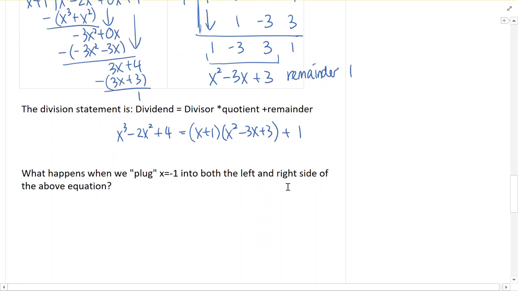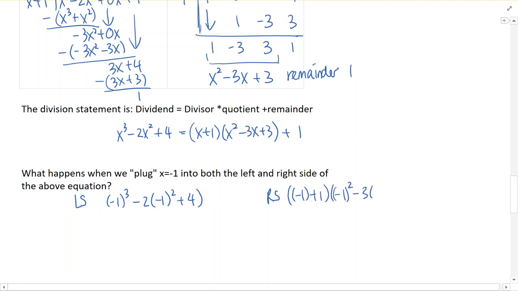All right, so right now we're just going to make a small observation before we jump to the next step. What happens when you plug x equals negative 1 into both the left and right side of the above equation? Well, let's try that. So we put in negative 1: negative 1 cubed minus 2 times negative 1 squared plus 4. Here is our left side, and the right side is negative 1 plus 1, times negative 1 squared minus 3 times negative 1 plus 3, plus 1.